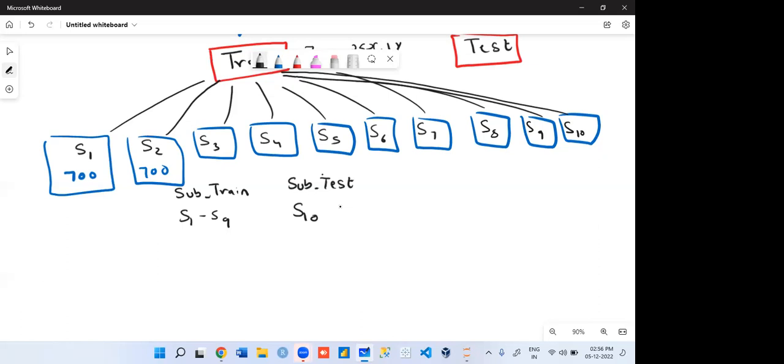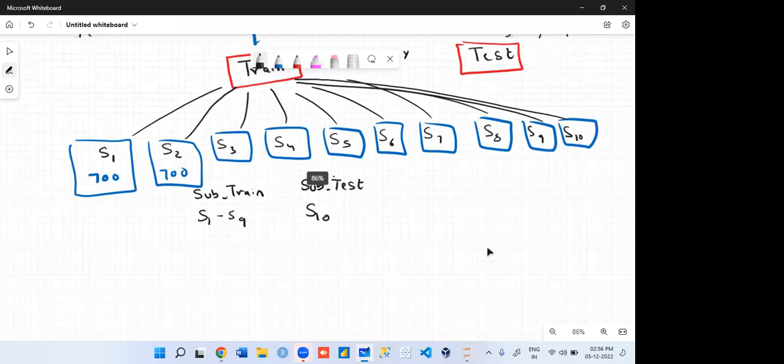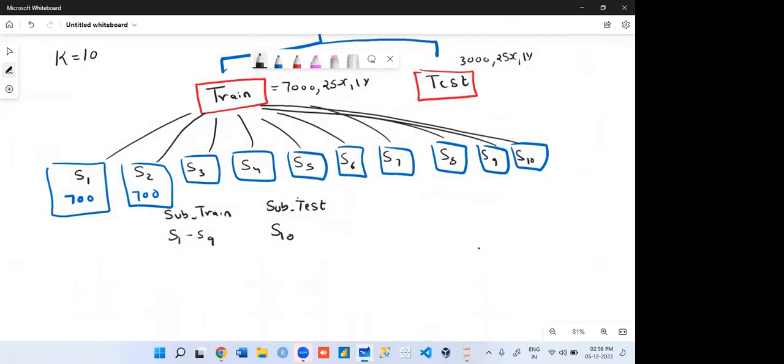We'll run the model. What is the value of K we have taken, guys? No, this is for k-fold. The KNN K was 3, right? To avoid confusion, I'll write it over here. K-fold's K is 10. KNN's K is 3. Now from S1 to S10, S9 become subtrain and one sample becomes subtest. We'll check accuracy. Example, I'm getting 80%.